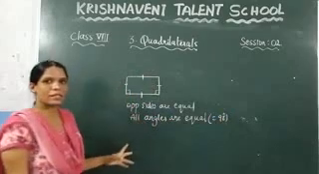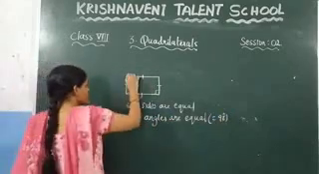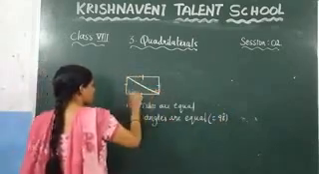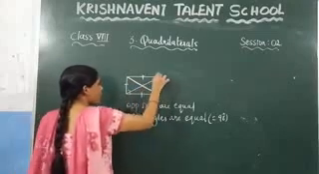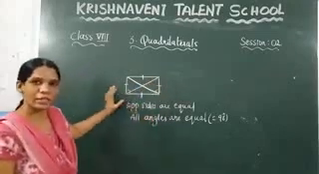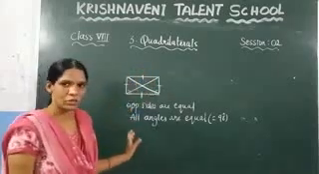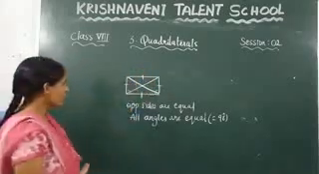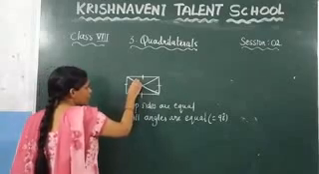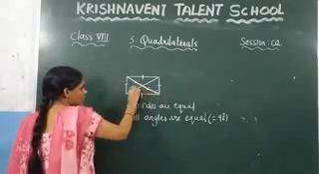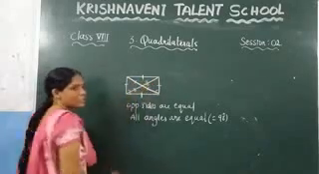And next, see the next one, which is the diagonals. So by joining the opposite vertices, you will get the diagonals here. And these diagonals are also equal in length, and the length of this diagonal is equal to the length of this diagonal, and these diagonals bisect each other. That means this length is equal to this length, and this length is also equal to this length.